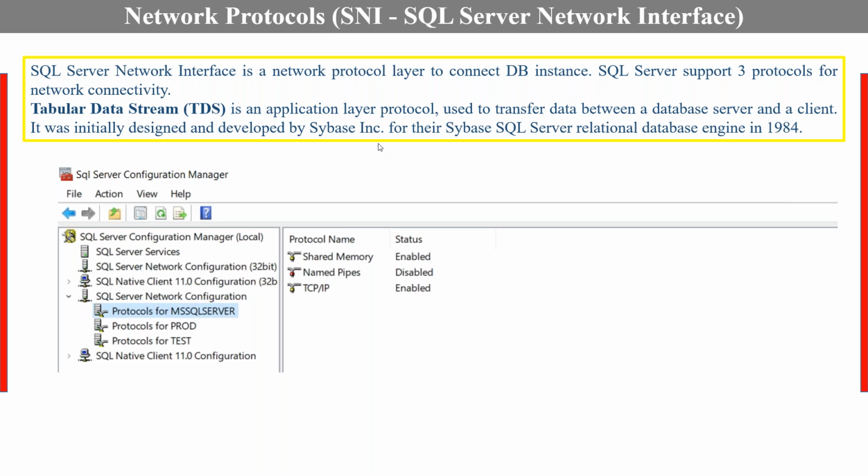Currently we have three protocols: shared memory, TCP/IP, and named pipes. Earlier, 5 to 6 years back, we had four protocols including VIA. That is almost deprecated, so we are no more using it. Currently we have only three protocols.